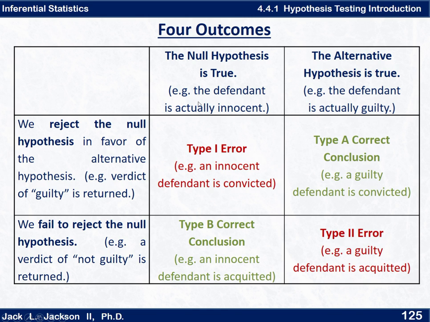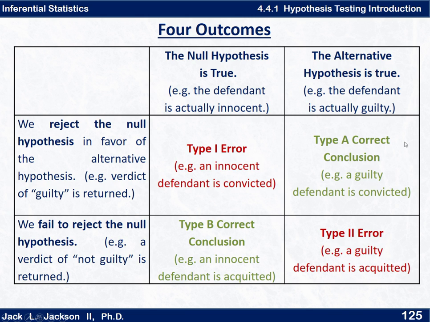That's the null hypothesis, the default assumption. And either we get a type 1 error, an innocent defendant is convicted, or a type B correct conclusion, an innocent defendant is acquitted. Over here in this column, we have the alternative hypothesis is true, in other words, the defendant is actually guilty. So this is a type A correct conclusion, a guilty defendant is convicted, or a type 2 error, a guilty defendant is acquitted.